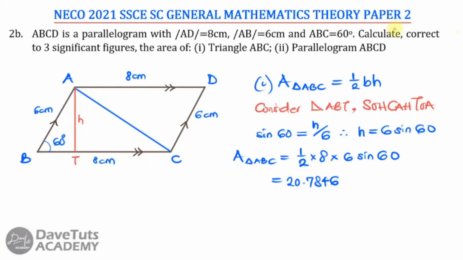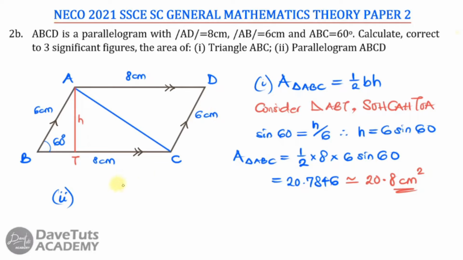20.7846, but we are asked to get it correct to 3 significant figures. So we're only going to take 3 digits. We can look at 2, 0, and then we need one more. We can take 7, but 8 is greater than 4, so we need to round it up to 1 and add to 7, so that will be 20.8 centimeters square. That is the area of the triangle ABC as requested.